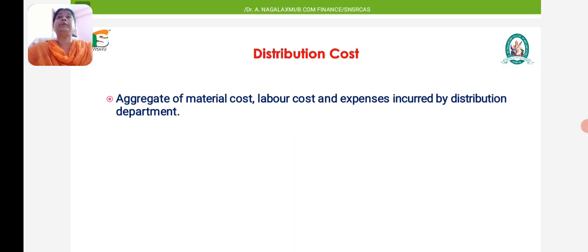Next is distribution cost. What is said to be distribution cost? Distribution cost is equal to the aggregate of direct material cost, direct labor cost, direct expenses incurred by the distribution department. Now the goods are ready for sale, and they have to be taken from the place of production to the place of sales. So carriage outwards, freight, advertisement, salesman related expenses, all these expenses are said to be distribution cost.